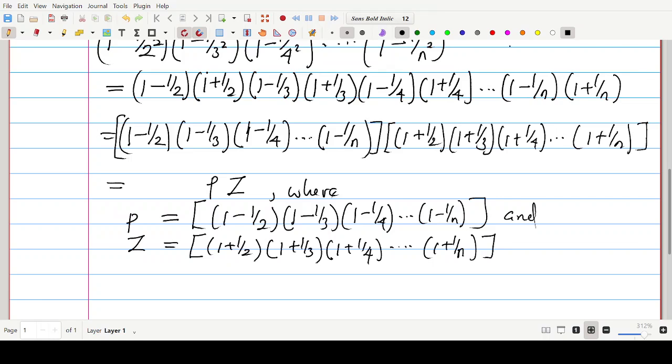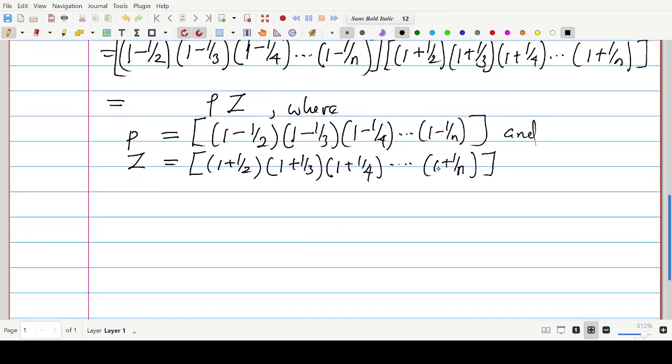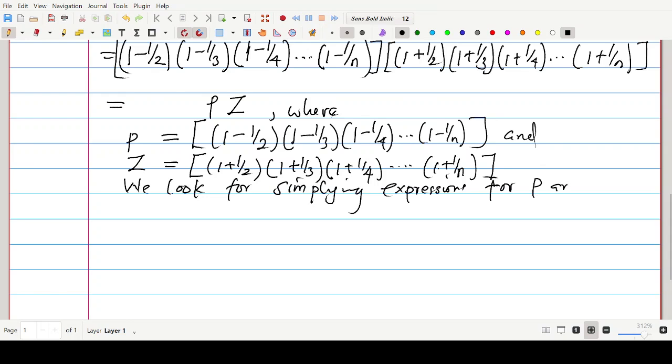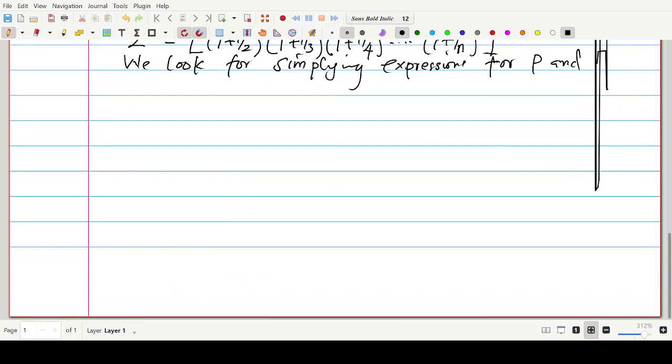So let's start with the first, that is P. Now observe something here. For P, let's look for a simplifying expression for P and Z.